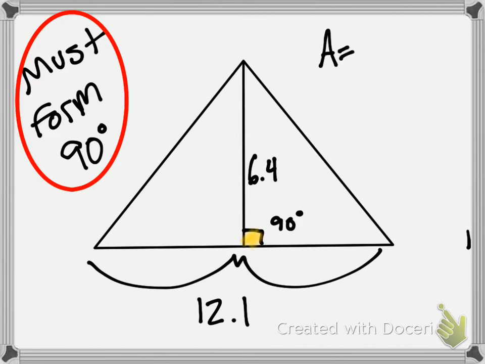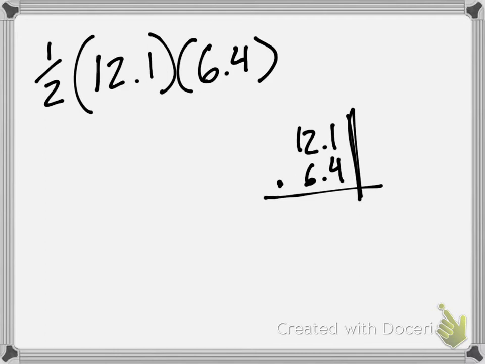I want you guys to tell me the area of this shape. So with our triangles, we know it's 1/2 base times height. Our base is 12.1, our height is 6.4. So it's 1/2 of 12.1 times 6.4. When we're multiplying decimals, do we line up the decimals? What is the rule when we multiply decimals? Rocco? No. Only when we add and subtract do they have to be in line. So what do we do, Daniel? All the way to the right.